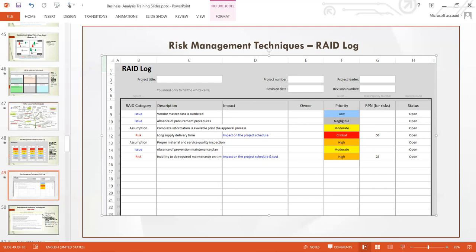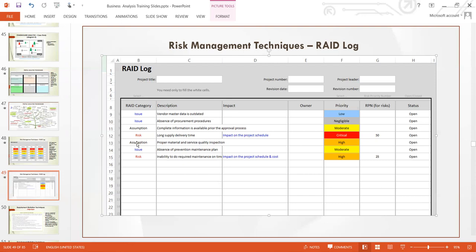Any question on the RAID log? Hello, sir. Okay. Please, I need an explanation on the assumption part.